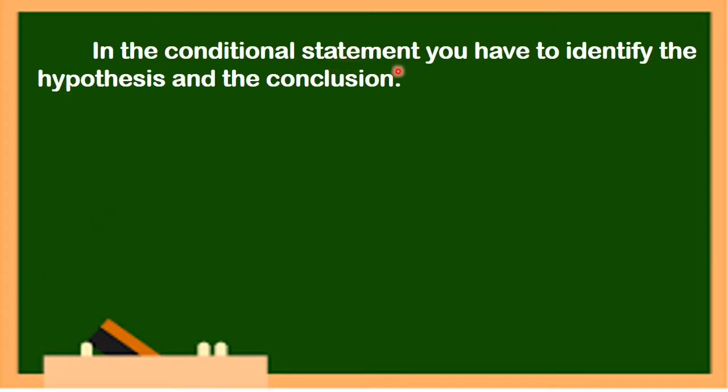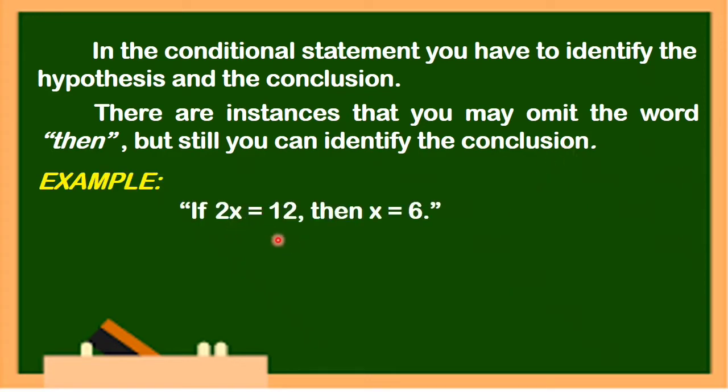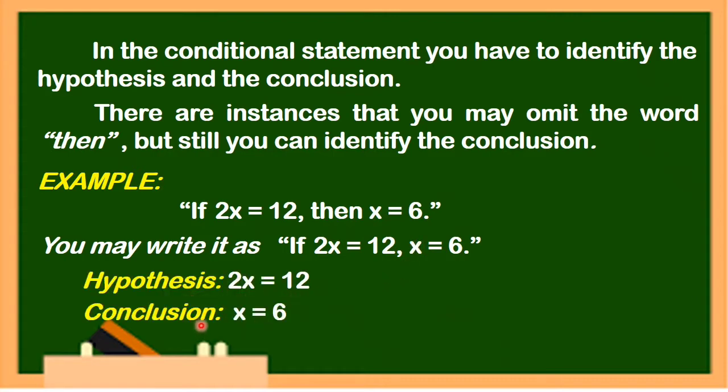In the conditional statement, you have to identify the hypothesis and the conclusion. But there are instances that you may omit or remove the word then, but still you can identify the conclusion. So example, if 2x equals 12, then x equals 6. You may write it as if 2x equals 12, x equals 6. Notice that in our conditional statement here, it is written without the word then. The hypothesis here is 2x equals 12 and the conclusion is x equals 6.